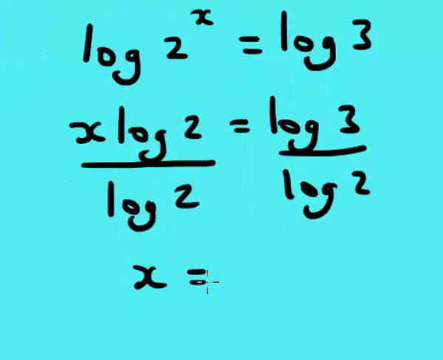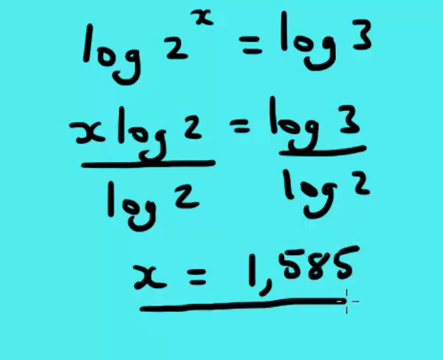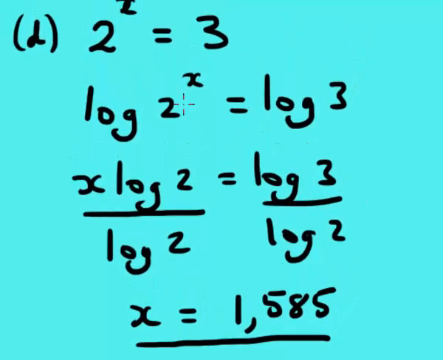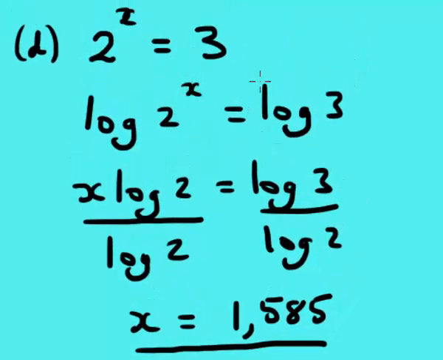You would now have to use your calculator. And log 3 divided by log 2, if you use the log button in your calculator, you're going to see it'll come to about 1,585 rounded off to 3 decimal places if you so wish to use a calculator there. Okay, so just check there. Now notice this is by logging both sides, you can bring down the x.